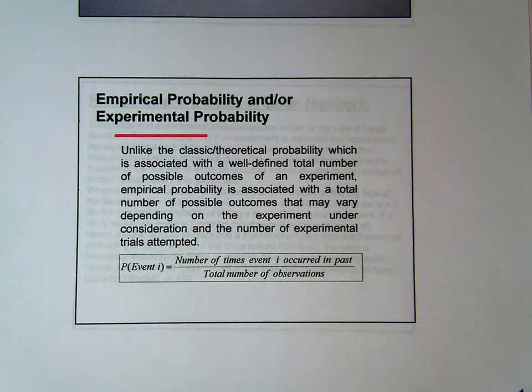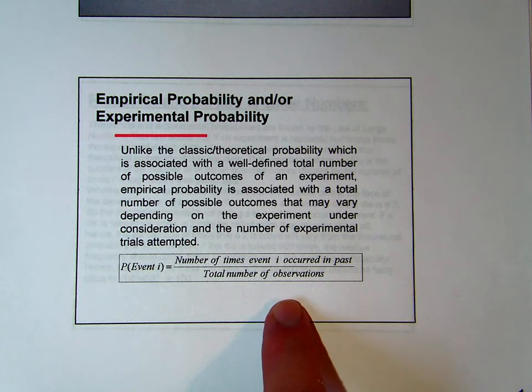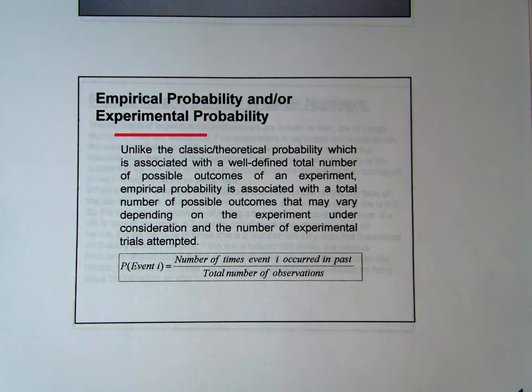Unlike classic theoretical probability, which is associated with a well-defined total number of possible outcomes in an experiment, empirical probability, which is also known as experimental probability, is associated with a total number of possible outcomes that may vary depending on the experiment under consideration and the number of experimental trials attempted. So the probability of some event is the number of times that occurred in the past divided by the total number of observations. So we're basing our probability off what was actually done in terms of an experiment or a survey, or something along those lines, as opposed to what should happen in theory.